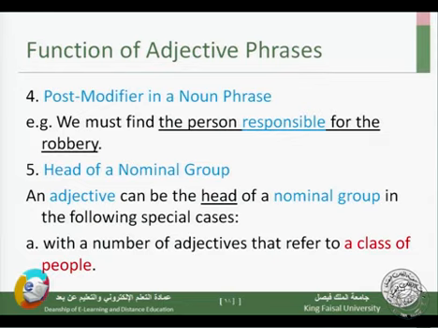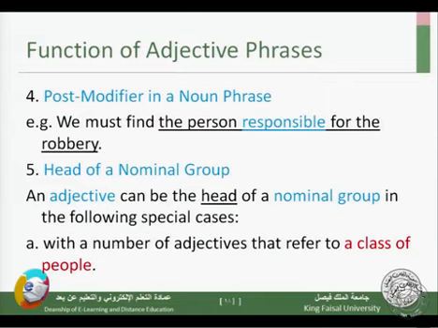And in this case, as we said, we can take away all of this and replace it with a pronoun. So we can say we must find him. Instead of the person responsible for the robbery, we can say we must find him. And responsible was taken away with the noun phrase. That means it is part of the noun phrase. It modifies the head person. Okay. Number 5, head of a nominal group.